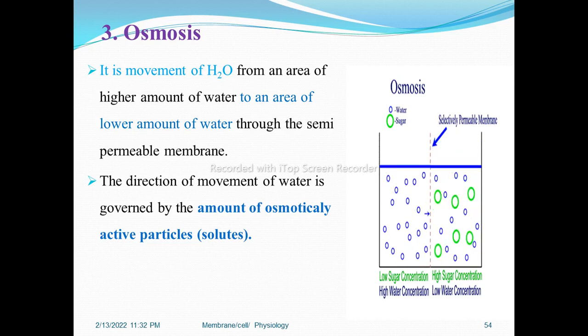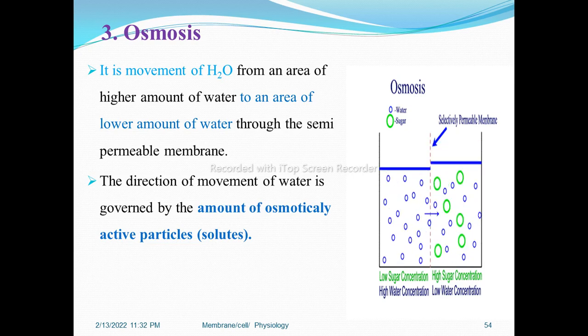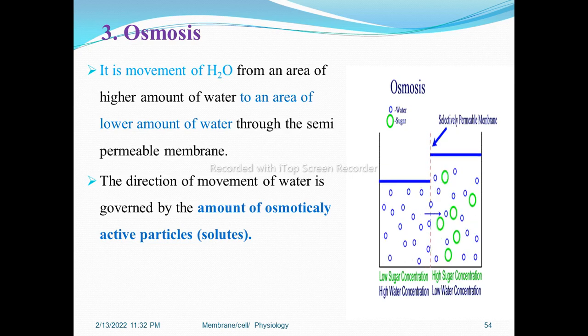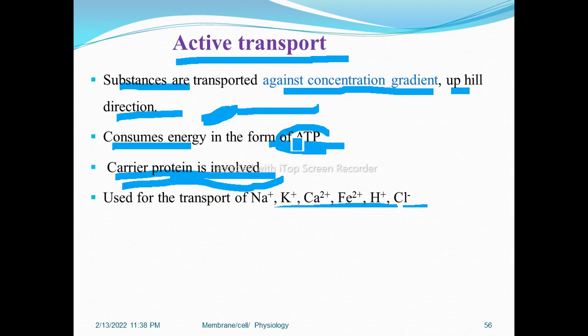That means osmoles per kilogram. One osmole of solute and one kilogram of solvent are added together. This is an important term about osmosis. So now let us pass on to active transport.